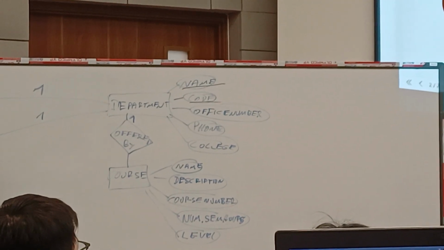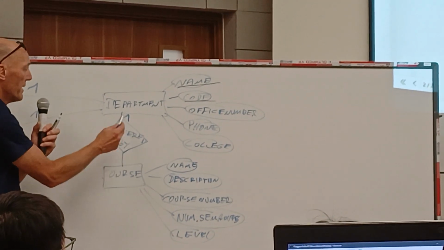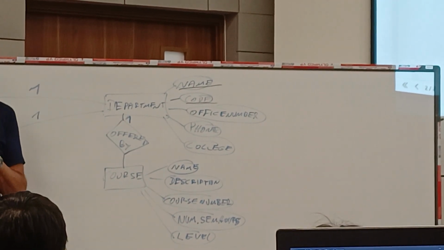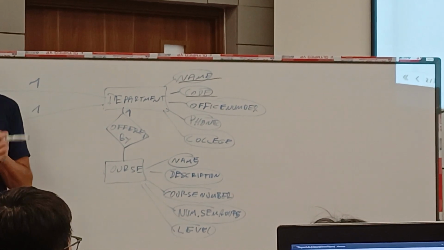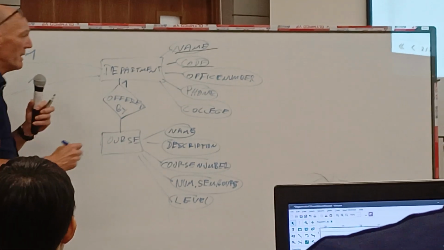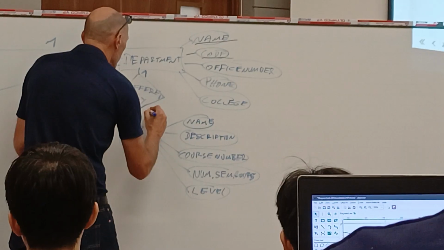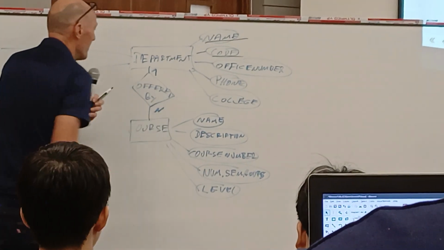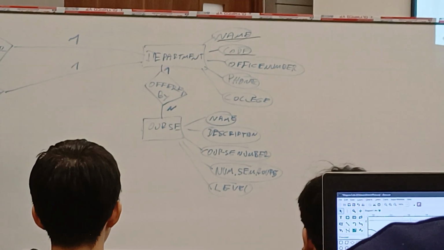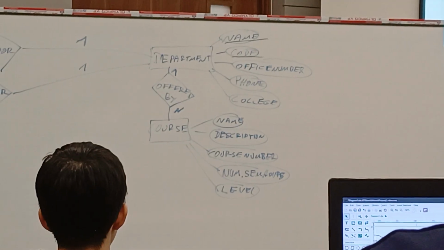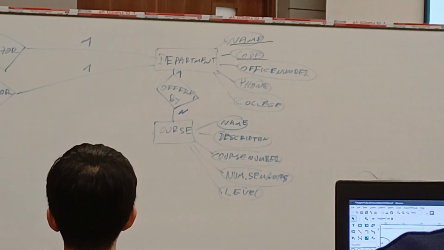The other thing here is not in the text. Can one department offer more courses or only one? It's not given. We all agree on that. It makes sense to put an N here. How about double line, single line? It's not really mentioned here explicitly.